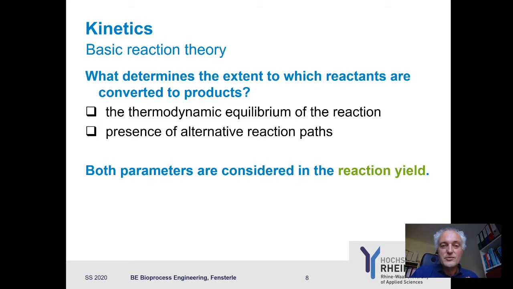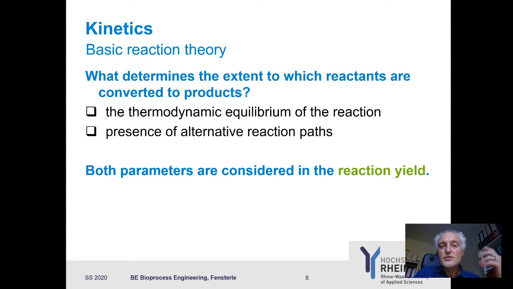If it's a reversible reaction and you reach an equilibrium where, let's say, the conversion of substance A to B in the equilibrium is 50%, you cannot proceed further than this 50% in this condition. If you start with 100% A, you will end up, if you run it long enough, with 50% A and B at the end. There is no way to go further. And also, of course, you might have alternative reaction paths and so on.